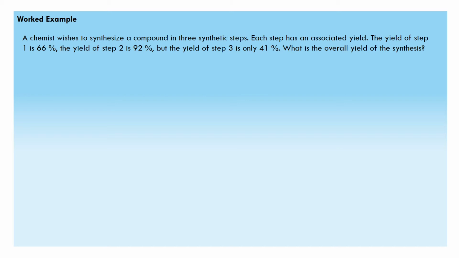So let's have a think about the pi operator now, where we multiply a series of numbers together. And this worked example corresponds to a chemist that synthesizes a compound in 3 synthetic steps. Each of these steps has an associated yield. But we need to know the overall yield of the synthetic procedure.